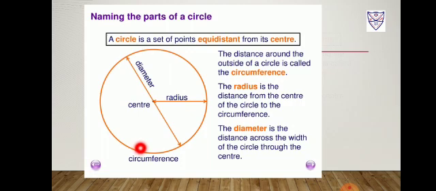Now let us understand about radius. The radius is the distance from the center of the circle to the circumference. So from the center to the circumference, the distance is known as radius. What is diameter? The diameter is the distance across the width of the circle through the center. So this is the diameter passing through the center of the circle. Let us understand more about radius and diameter.